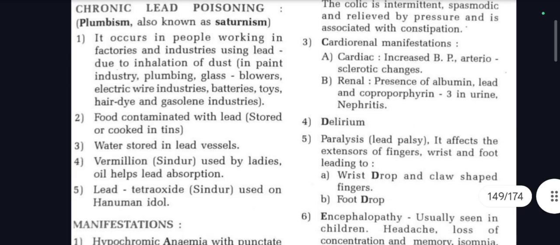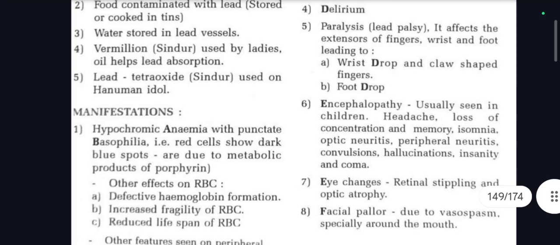Number five, paralysis, that is called lead palsy, again an MCQ. It affects the extensors of fingers, wrist, and foot, leading to wrist drop, claw-shaped fingers, and foot drop. So in which poisoning are you going to observe wrist drop and claw-shaped fingers? In lead poisoning. Then encephalopathy, usually seen in children: headache, loss of concentration, memory, insomnia, optic neuritis, peripheral neuritis, convulsions, hallucinations, insanity, and coma.